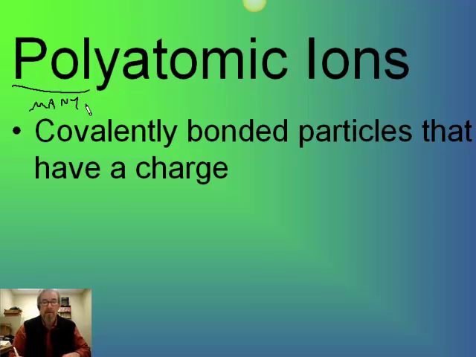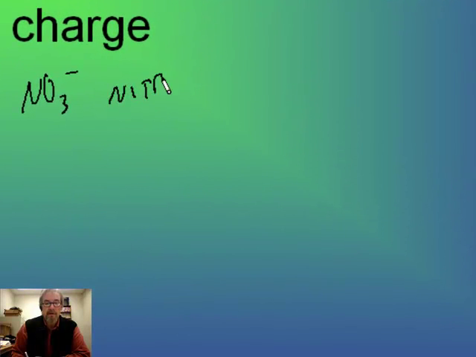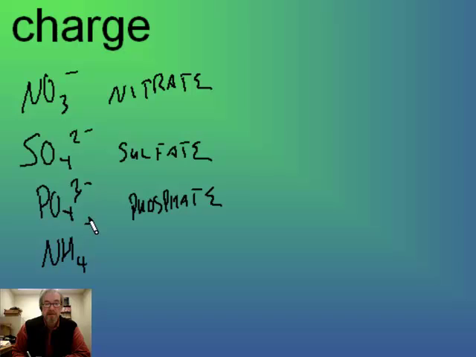Here are a few examples that are fairly common. Nitrate is NO3 1 minus. That's nitrate. You'll see that one a lot. Sulfate is SO4 2 minus. And there's phosphate, PO4 3 minus. You might have heard of that one before. Another one is called ammonium, and that's NH4, and it actually has a 1 plus charge.